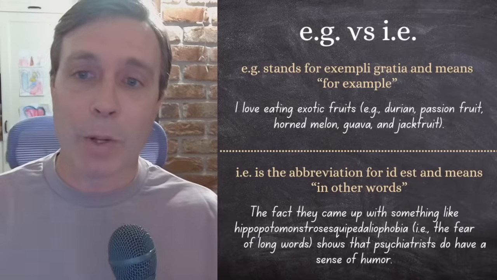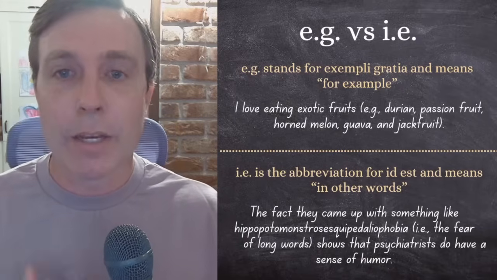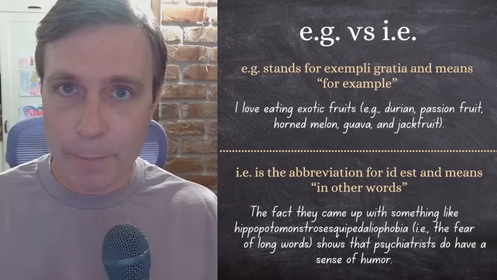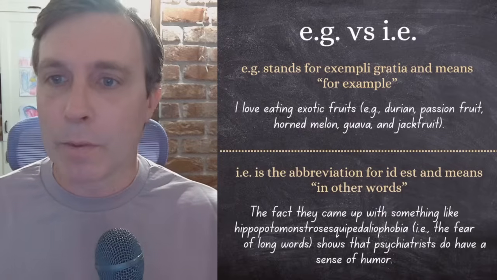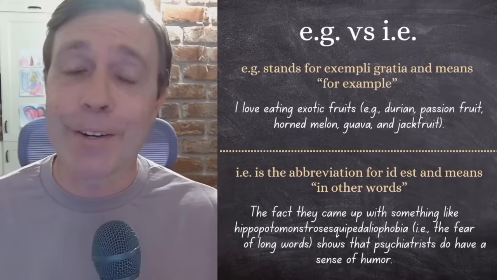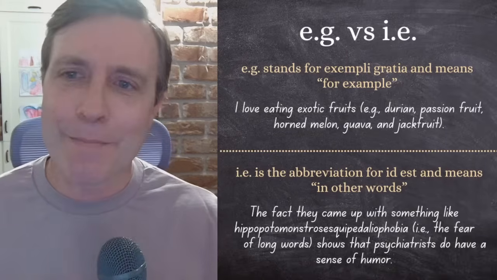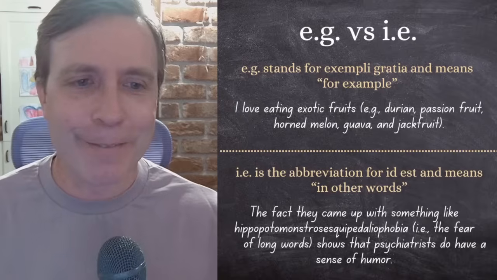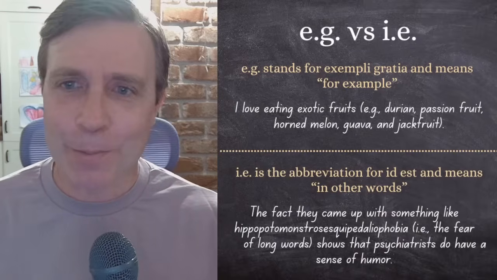Here's another example. I love eating exotic fruits. If I were writing e.g., a durian, passion fruit, horn melon, guava, and jackfruit. These all would be considered exotic fruits. I've had most of them, not all of them. I'm not a big fan of a durian. It has a very powerful smell.